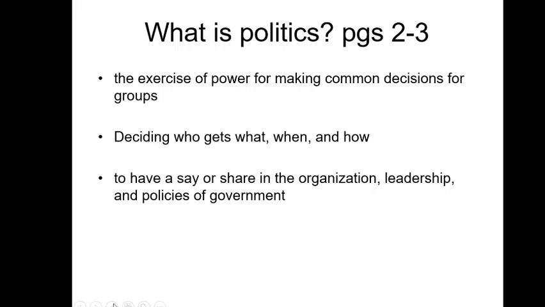So politics could be considered the exercise of power for making common decisions for groups. It could also be described as who gets what, when, and how, or to have a say or a share in the organization and leadership in the policies of government.